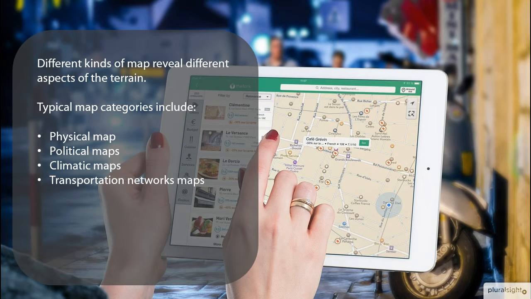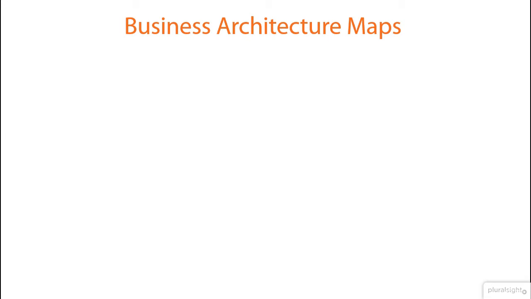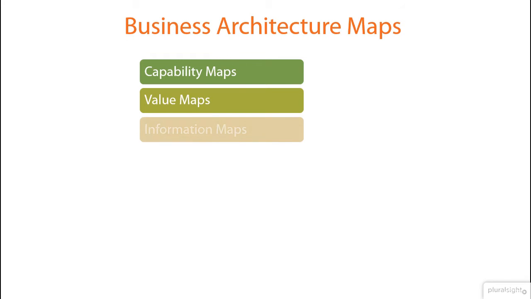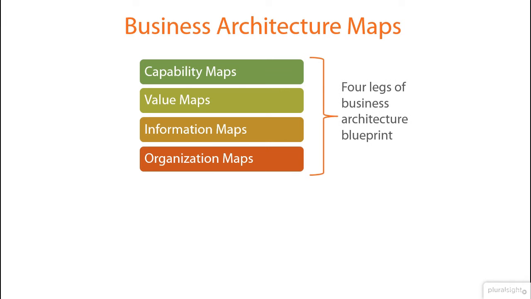Business architecture uses a similar approach to comprehending the enterprise. In this section, we will be looking at various tools that are employed in the business architecture to comprehend the enterprise from various perspectives. Specifically, we will be looking at the following four foundational maps: capability maps, value maps, information maps, and organization maps. Together, they are referred to as the four legs of the business architecture blueprint, as they represent the stable baseline set of artifacts that describes the enterprise from the business perspective.